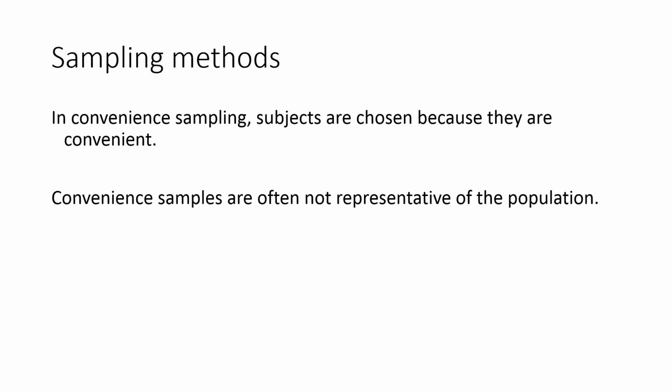Finally, convenience sampling. With convenience sampling, you're just taking your subjects because they're convenient. So convenience sampling might be if I walk around campus and just sample whoever I happen to find. Or if I take a sample of just the people who are in my class. This is a really bad way of sampling. This is not likely to get a representative sample.